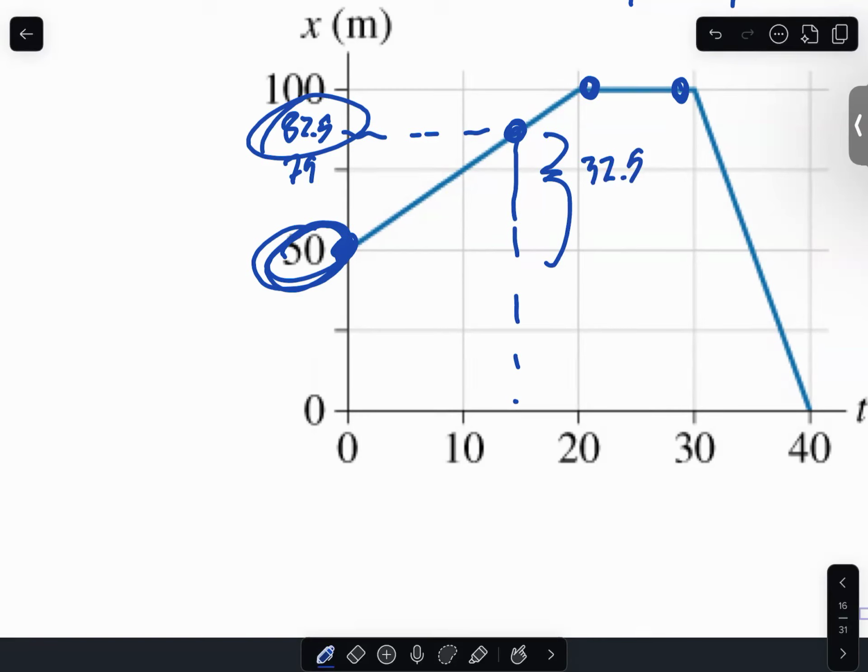Good. What's the run? 15 from 0 to 15. That's the horizontal change. x2 minus x1. Yeah. So what is my slope? Rise over run works out to be 2.5 meters per second.